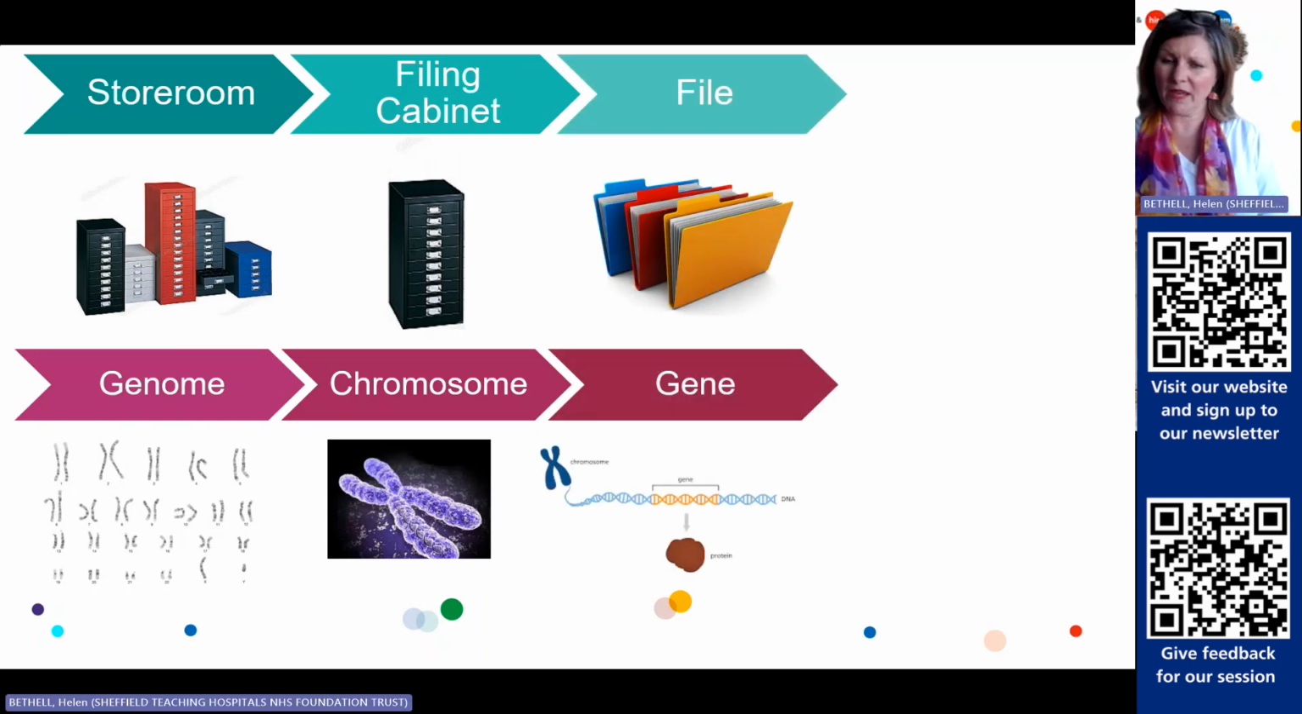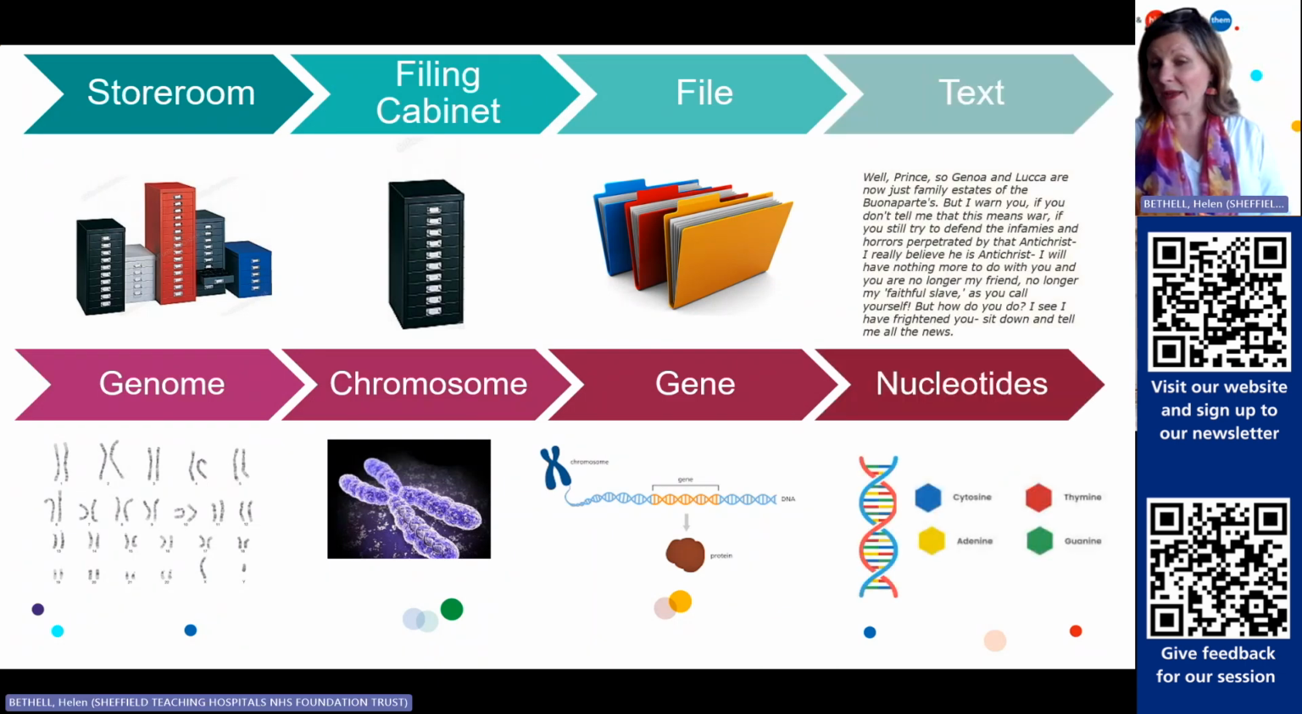Within those chromosomes, we have our genes or our individual files. And as we get down even further into even more detail, we find that the DNA is made up of bases or letters, which are arranged and repeated throughout our genome. And essentially, this is like the text. So we've got our genome, which is our storeroom. We've got our filing cabinets, which are our chromosomes. We've got our genes that are stored within our chromosomes, which are like the files. And within those files, we have our text, which is essentially like the DNA code itself with the nucleotides that we read when we sequence them.